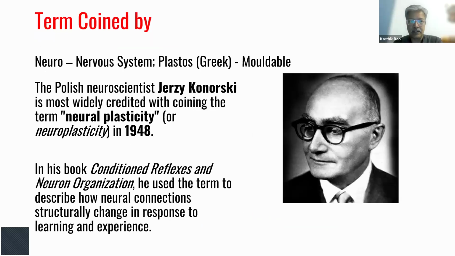The term was coined by Dr. Jerzy Konorski from Poland in the year 1948. And primarily, the term means that it is like a plastic, which means it is moldable. So we have different forms of plastic, right from a water bottle to a pen to a laptop to a table or a chair. So the plastic can take different forms primarily because it is moldable. Similar to that, the nervous system is also moldable, and that is why the term neuroplasticity shows that we can change the nervous system through experiences.